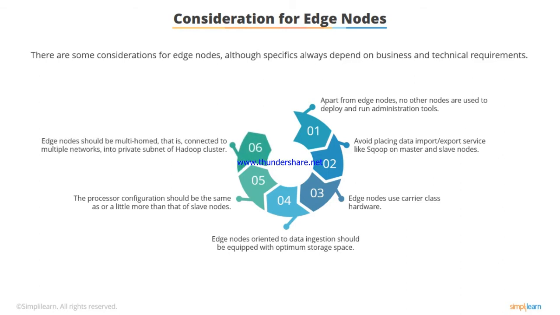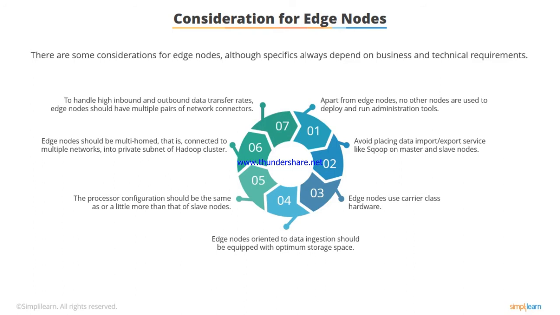Edge nodes should be multi-homed, that is, connected to multiple networks, including the private subnet of the Hadoop cluster. 2 pairs of bonded 1 GbE network connections are recommended. One to connect to the Hadoop cluster, and the other for external networks. To successfully handle high inbound and outbound data transfer rates, edge nodes should have multiple pairs of bonded 10 GbE network connectors.